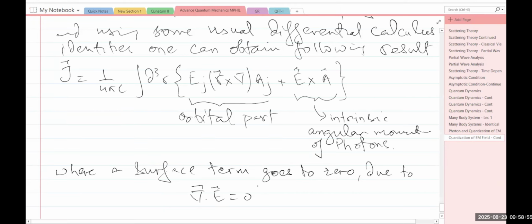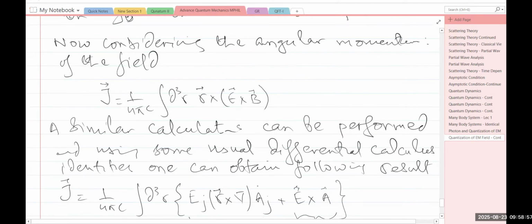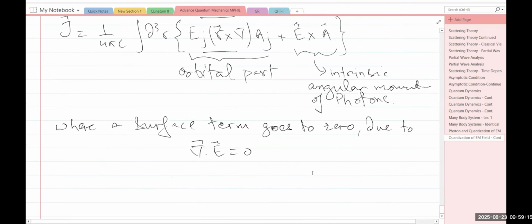So why? Because when you solve this triple product, in addition to these two terms that you get, this term and this term, a surface term also comes, which is in fact the divergence of the electric field, and that divergence of the electric field is zero. Why? Because we are talking about the free field. Okay, so these are the two terms.